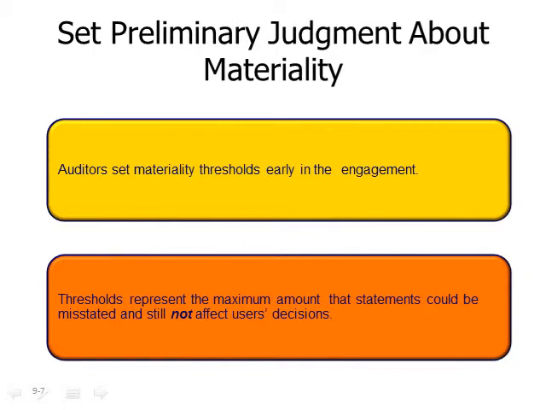And so this first step, where we set the preliminary judgment about materiality, is normally performed during the planning phase of the audit. Here, the auditor must make a determination based on individual misstatements as well as the aggregate misstatement amount.